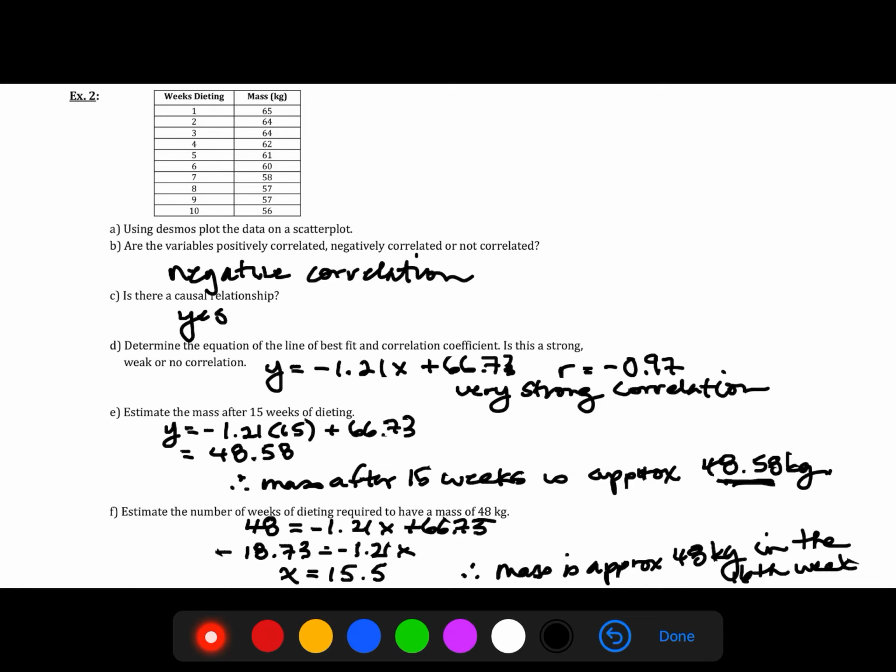So mass is approximately 48 kilograms in the 16th week. Okay, so we didn't quite hit it at 15. It'll happen during the 16th week. So again, just to give you an idea of how we can still use those scatter plots to predict what's going to happen in the future.